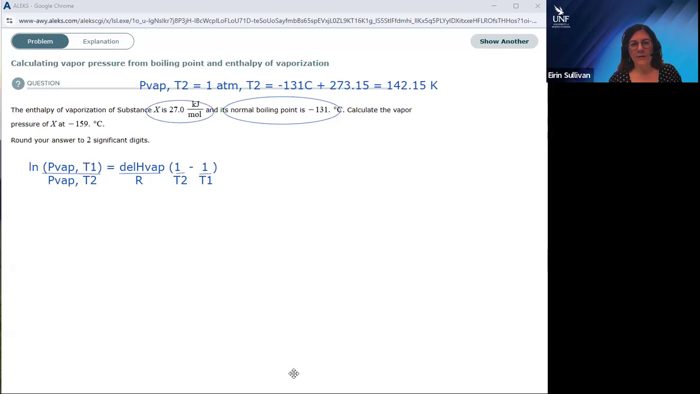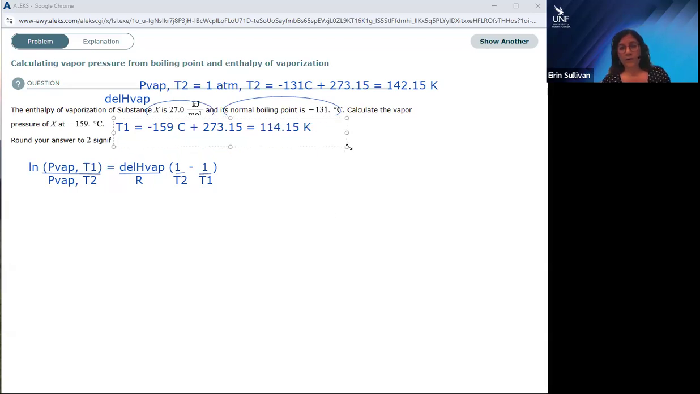This is our enthalpy of vaporization, so that is our delta H vap right there. And then this is going to be our T1 down here. So we've got to convert that into Kelvin as well. So T1 is going to be minus 159 degrees Celsius plus 273.15, which is going to be 114.15 Kelvin. Okay, so R is the gas constant, which is 8.314 joules per mole per Kelvin.